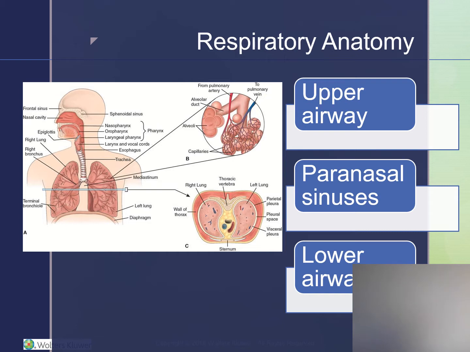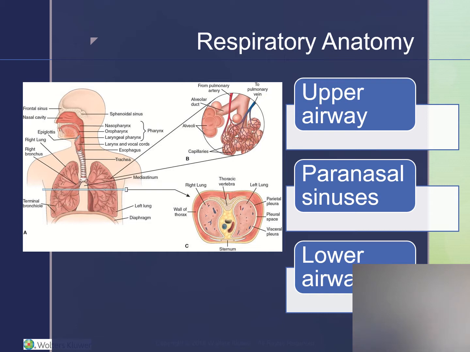An important structure in the larynx is the epiglottis. This covers the opening to the larynx when swallowing and helps us prevent aspiration. Our paranasal sinuses include the frontal, ethmoidal, sphenoidal, and maxillary sinuses, and the mucosal lining from the nasal cavities continues its work here. The lower airway consists of the trachea, bronchi, bronchioles, lungs, and alveoli.